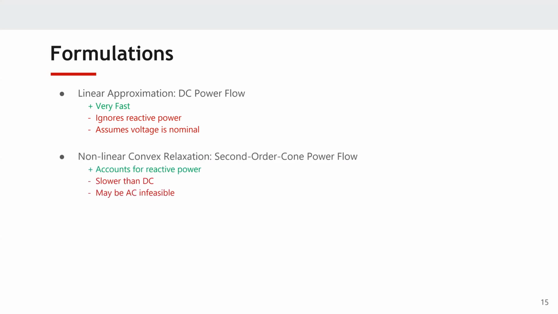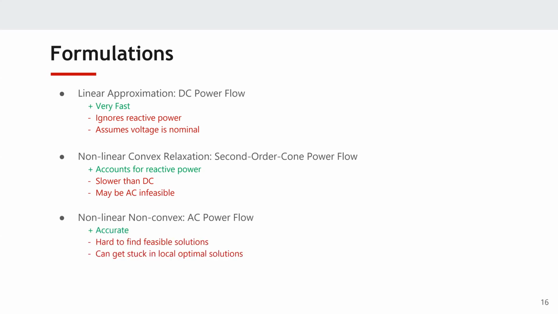As a nonlinear convex relaxation, we consider the second order cone power flow here. These will better account for reactive power flow than the DC problem, but it will be much slower to solve, and it is still a relaxation that may be AC infeasible in this severe contingency network.